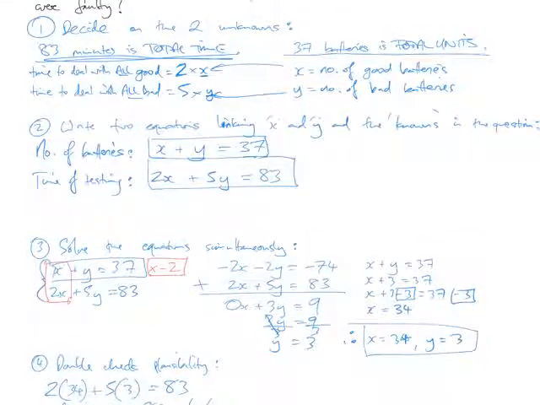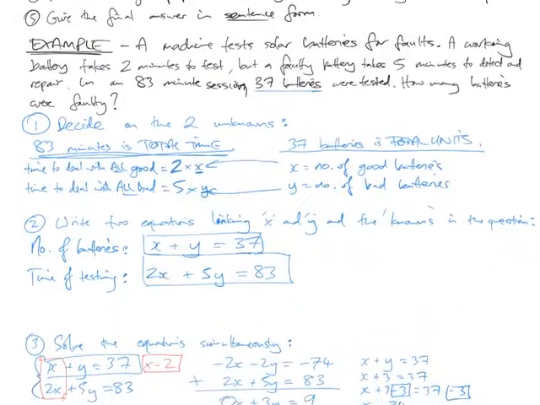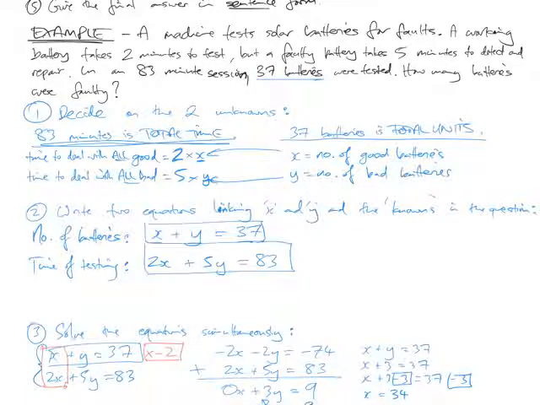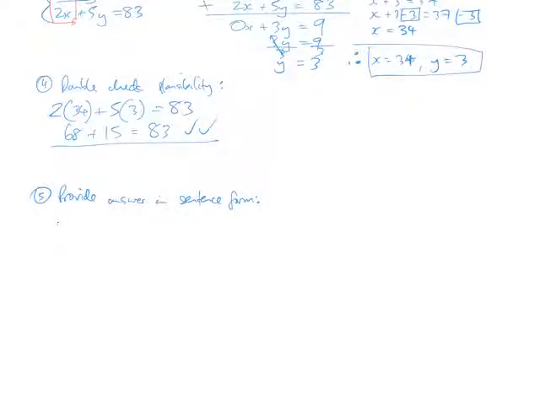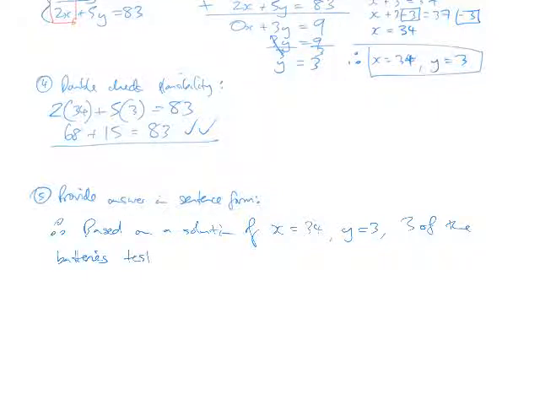Let me just double check what I said the variables were. X was the number of good batteries, y is the number of bad batteries, and my question was asking how many batteries were faulty. So therefore, based on a solution of x is equal to 34, y is equal to 3, 3 of the batteries tested were faulty.